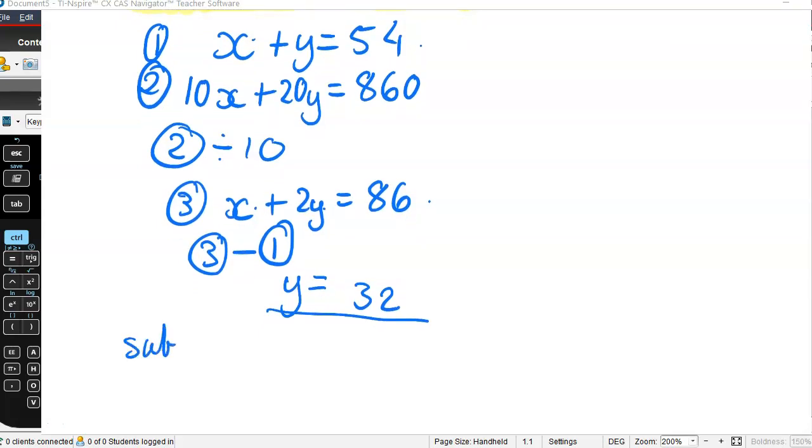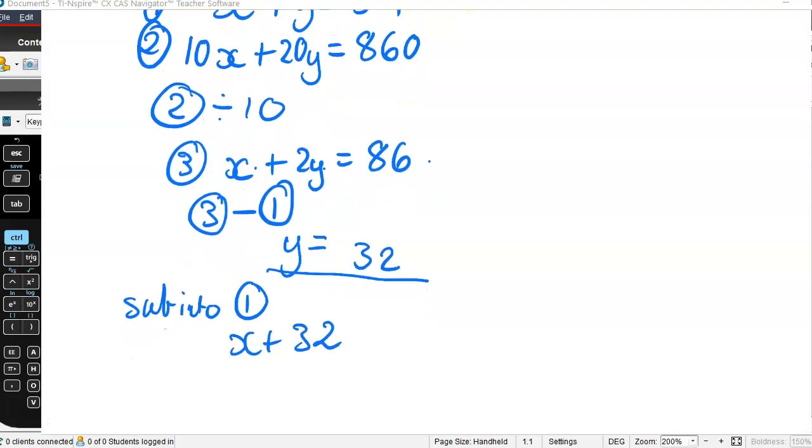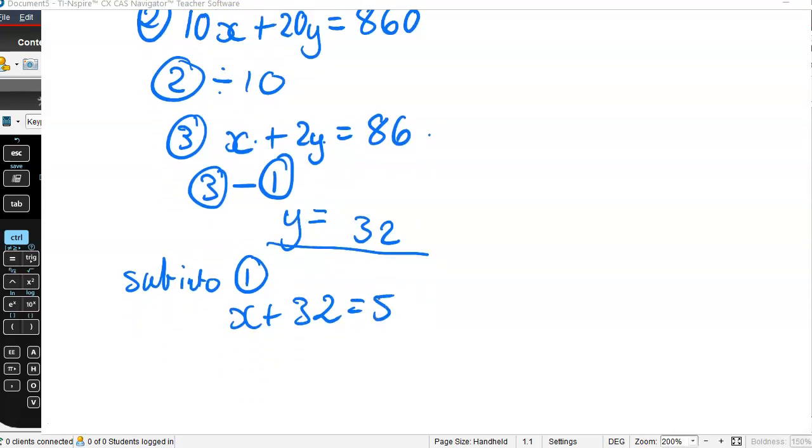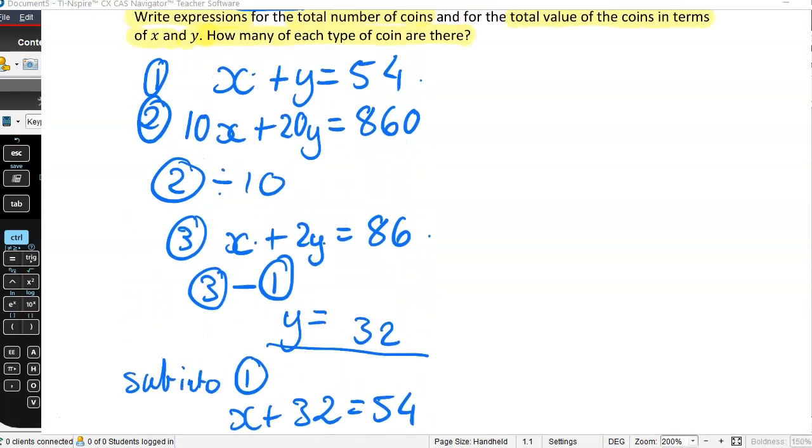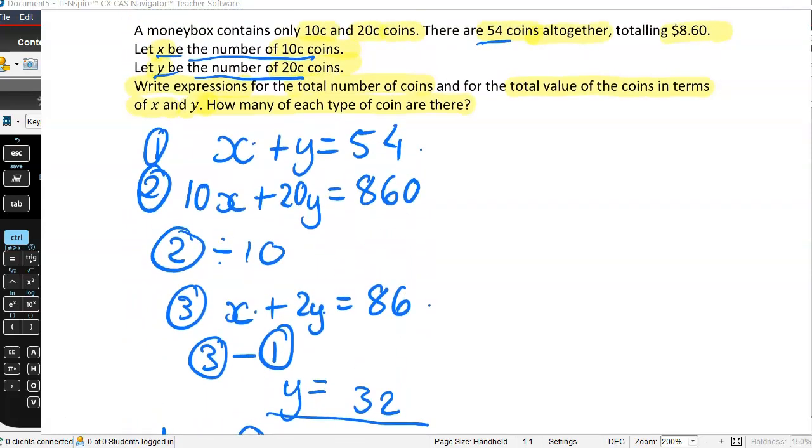So sub into equation 1. So x plus 32 equals 54. So x equals 22. Okay. All right, so we've got there. Have I answered the question yet? How many of each type of coin? Yes, I've done that bit. I haven't got the total value of the coins in terms of x and y though, do I?